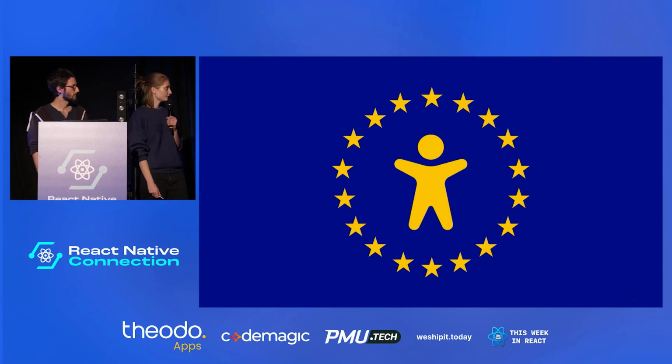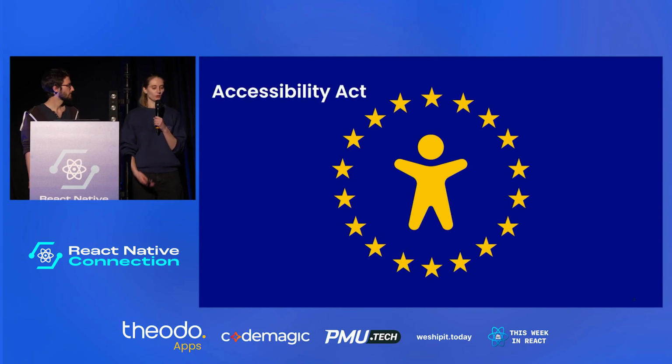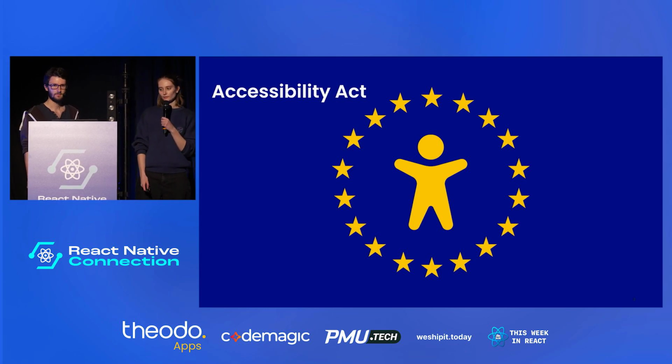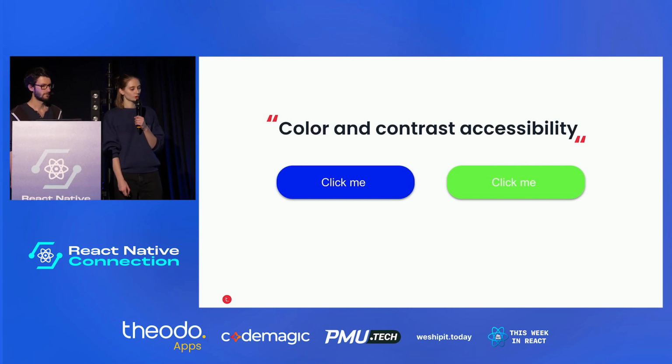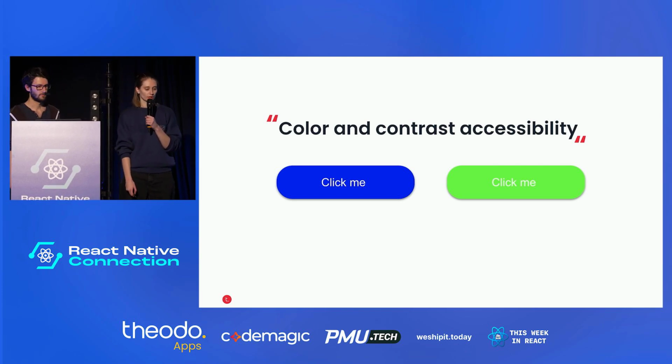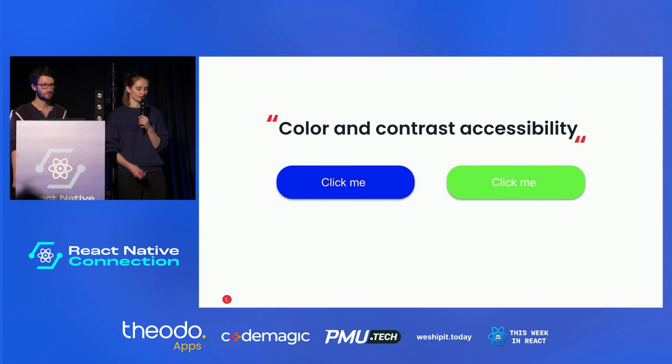And there is a second fun fact about colors. Just as Britta had said earlier today, there will be a new law in Europe called the Accessibility Act. And this law will basically enforce more accessible features within our apps. And one of them concerns colors and contrast. Here you have an example with two buttons, one blue and one green, and both of them have a label written on it. It's in white, and your eyes can perfectly read what's written on the blue button, but not what's written on the green button.